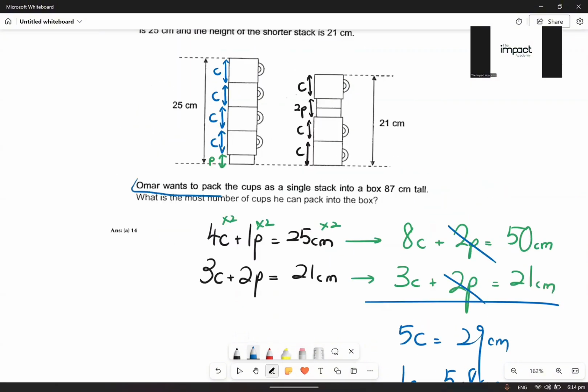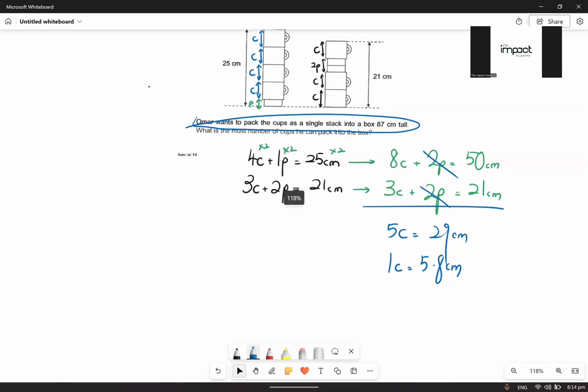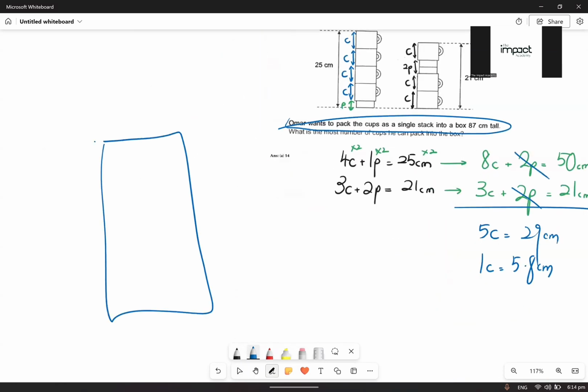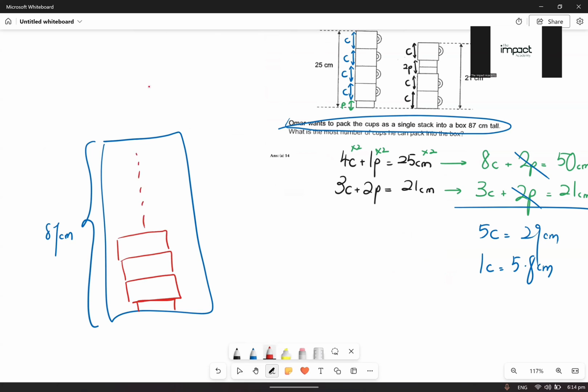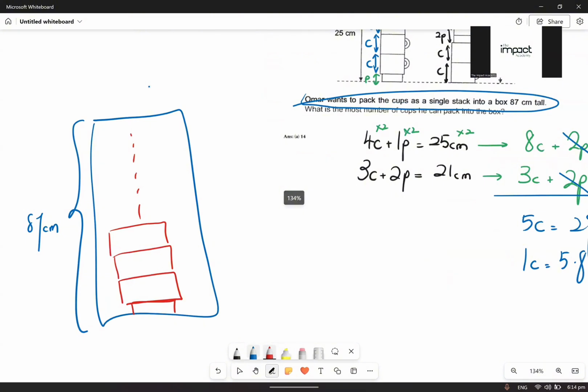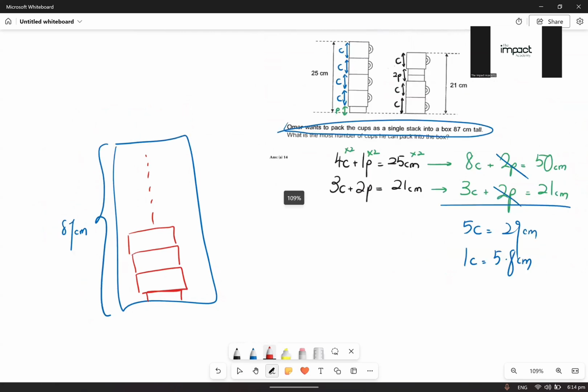And then this person wants to do what? He wants to pack the cups as a single stack into a box of. Now, if I can draw, I don't know how big is it, but I will just imagine that this is 87 cm tall. Correct or not? Well, when I put a cup, you realize that it will always look like that, right? Correct or not? Yeah. It goes all the way up until I cannot fill anymore. So whenever you do questions like that, you must remember to remove away this part first. Which part am I talking about? Yeah, because that is the only part that is available. You get what I'm trying to say?